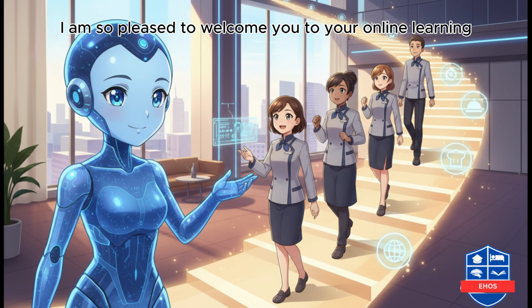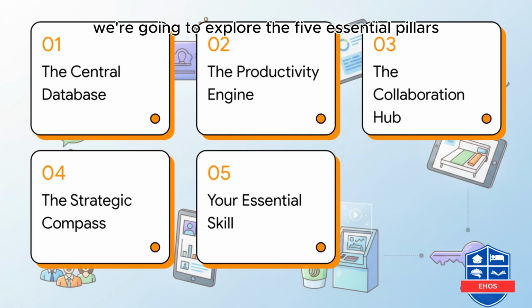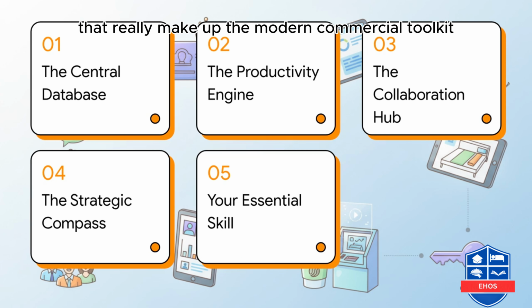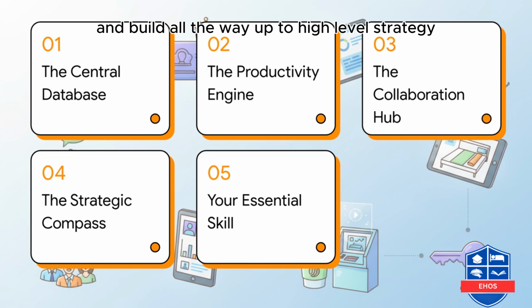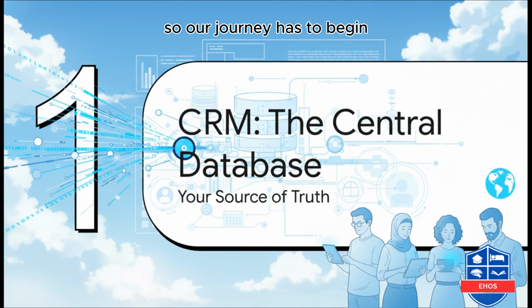All right, so here's our game plan. We're going to explore the 5 essential pillars that really make up the modern commercial toolkit for any hospitality leader. We'll start at the very foundation, the database, and build all the way up to high-level strategy and what it means for you.